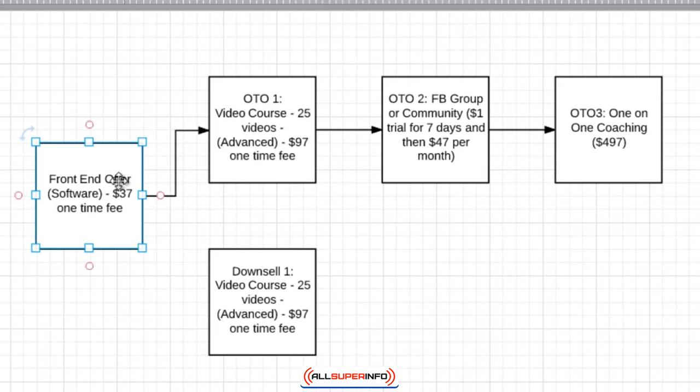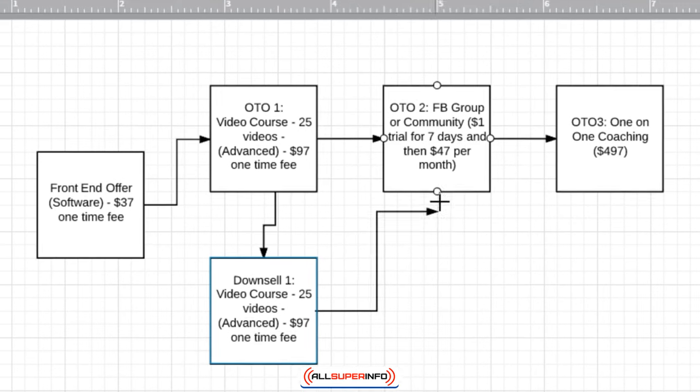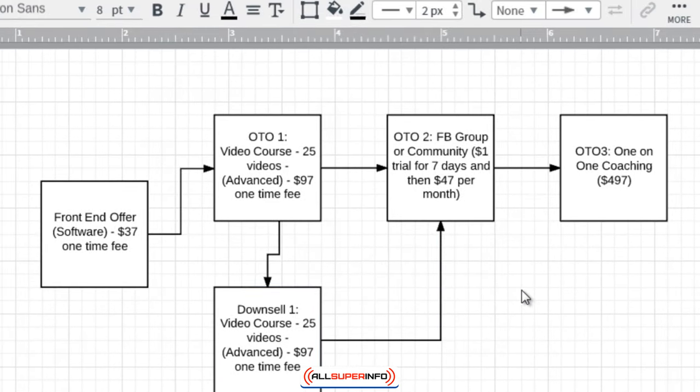But basically, if somebody buys it, they're presented with this. If they say no and they click the no thanks, they are then forwarded over here. So it's going to look like this. And then if they buy that, you could redirect them up here. Now, we're just getting really, really complex. So I'm gonna leave it like that.